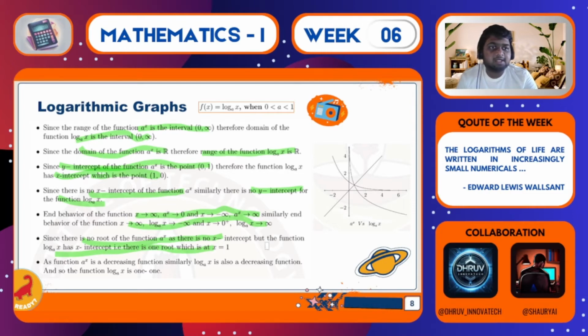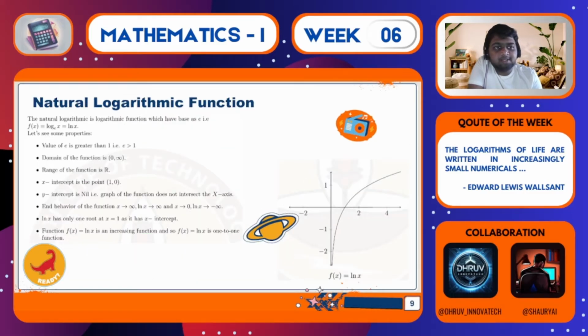And then the reverse function, which is the log function, will have only one root, which is at x equals 1. And here you can see that a^x is a decreasing function, that's why log x is also a decreasing function, and the log is a 1-to-1 function. If everything above gets opposed, the only thing that remains the same is that if a function is decreasing, then its reverse function is also decreasing. That's the only thing to keep in mind.